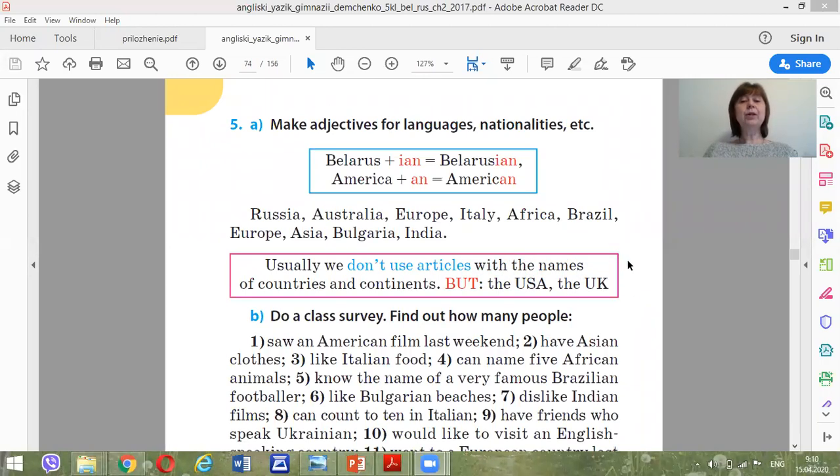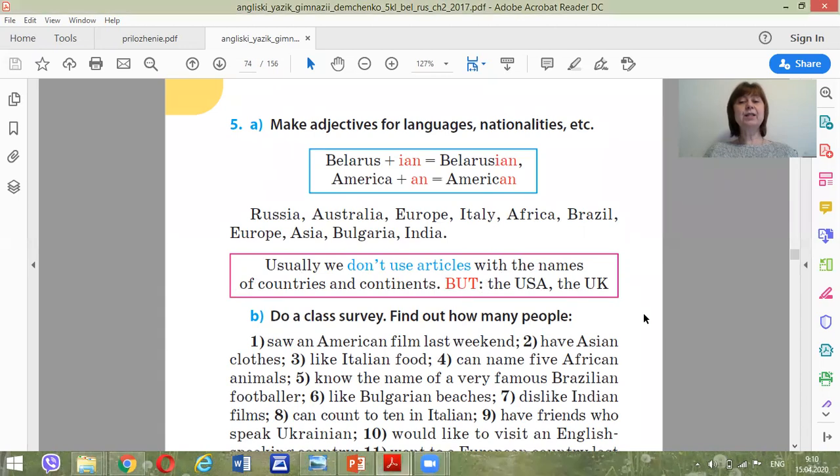And now look at this pink box. We usually don't use articles with the names of countries and continents. Belarus, North America, Bulgaria, but we use there with the USA and the UK.